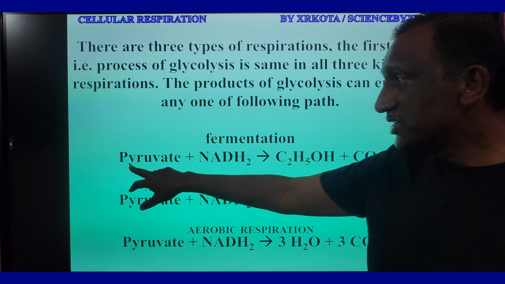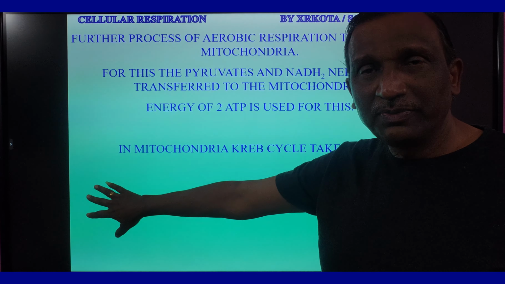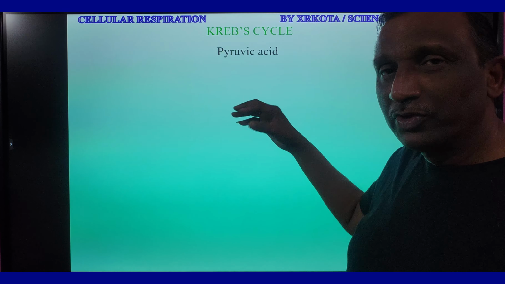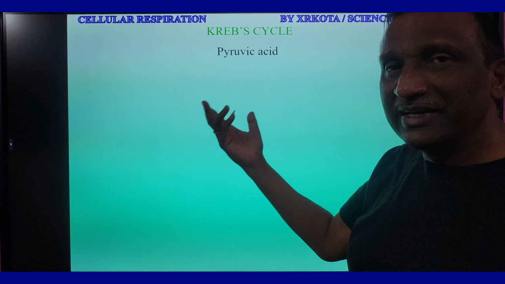Okay, one must know. So mitochondria के अंदर ही ये काम आएगा, and for mitochondria the Krebs cycle takes place. So these two products, pyruvates and NADH2, have to be transported into mitochondria. For that, energy is required. So let us study the Krebs cycle, which is taking place in mitochondria.